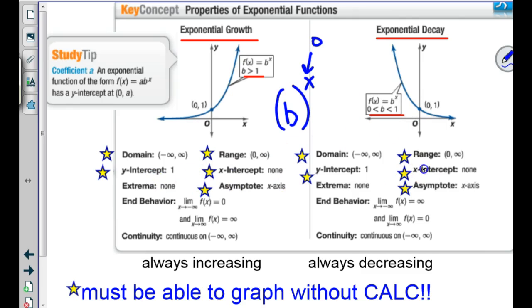The asymptote for both of these is the x-axis, okay? They will never touch the x-axis, but they will get closer and closer. The range for both is 0 to infinity, y, bottom to top, right? The domain is all real numbers. So they're very similar. The difference is this one is going up or increasing and this one is decreasing. And what would make it look like this again, guys? Yes, if b is between 0 and 1, less than 1.